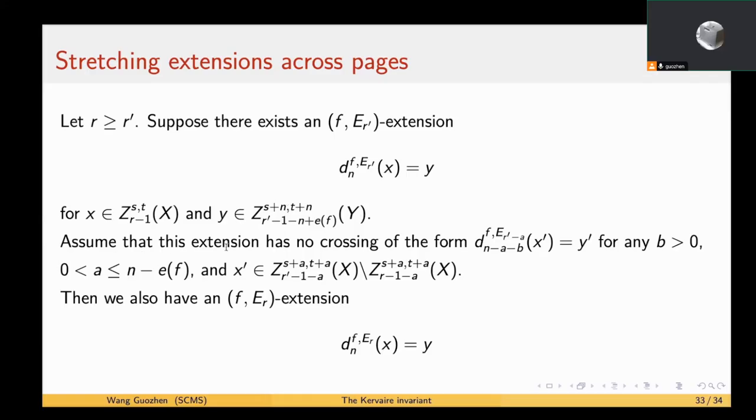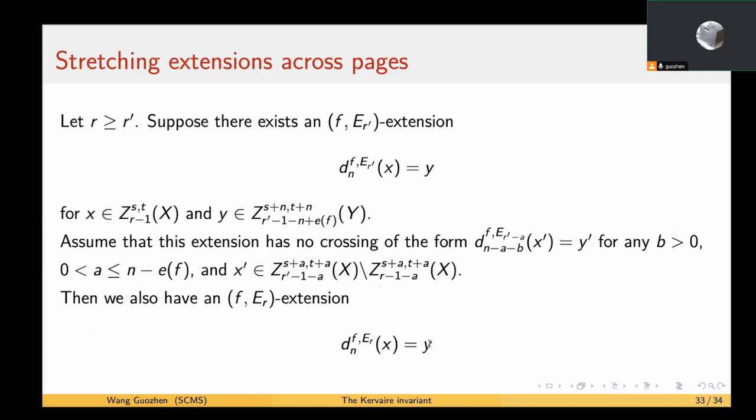We assume that this extension has no crossing of the form d_{n-a-b} F E_{r'-a} x' equals y' for any b greater than 0 and a lying between 0 and n minus e of f, and x' lying in Z_{r-1-a} s plus a, t plus a of x, which is not an (r-1-a)-cycle. Then we also have an F extension on the E_r page from x to y.